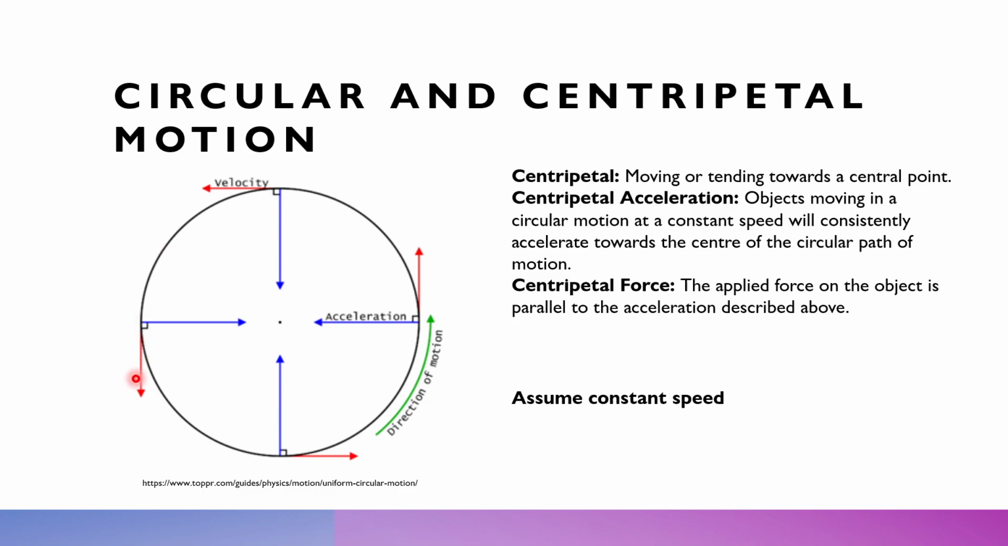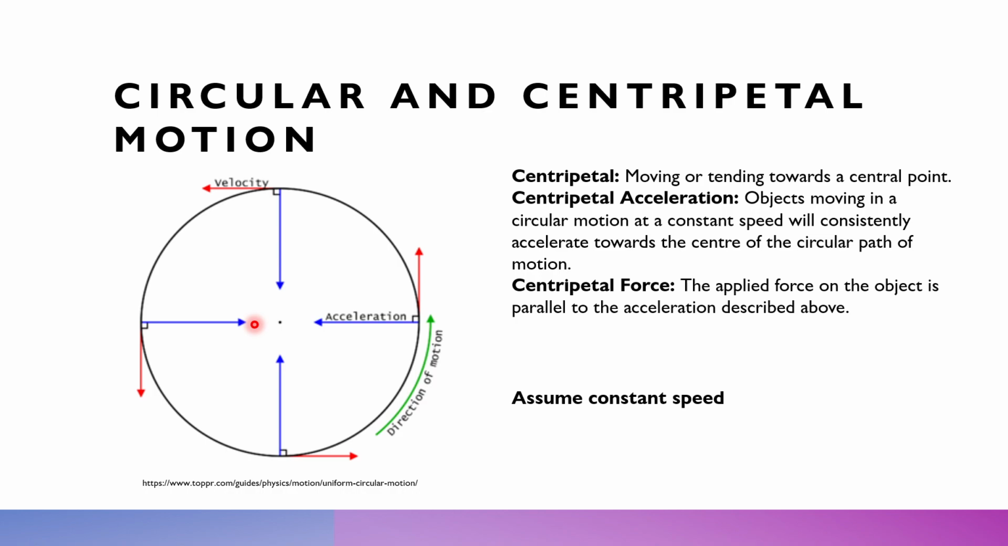And we should note here that the velocity and acceleration at any one point in time should always be perpendicular to each other. Moving beyond that, we know that force is very closely connected to acceleration by Newton's second law. And centripetal force is the applied force on the object that is always going to be parallel to the acceleration. So if you do have an object which is accelerating inwardly towards a central point, then there's going to be some sort of force that's pointing in the same direction, which is causing this acceleration.